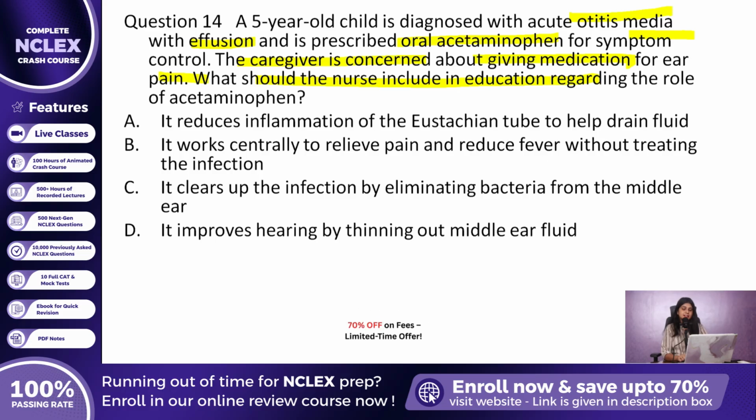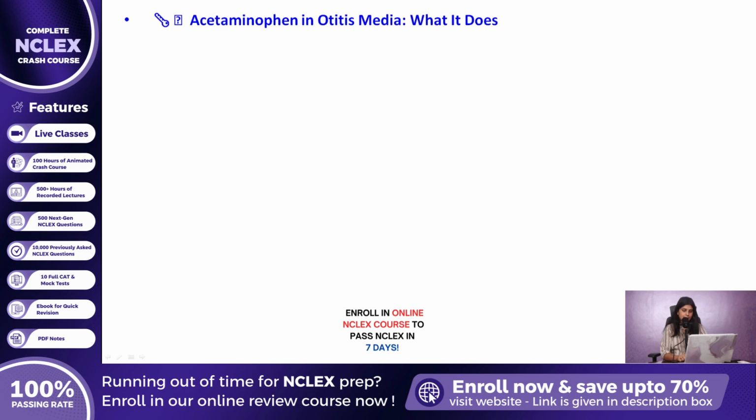The correct answer is option B. It works centrally to relieve pain and reduce fever without treating the infection. And here is why this explanation is not only correct, but essential for setting proper expectations with caregivers.